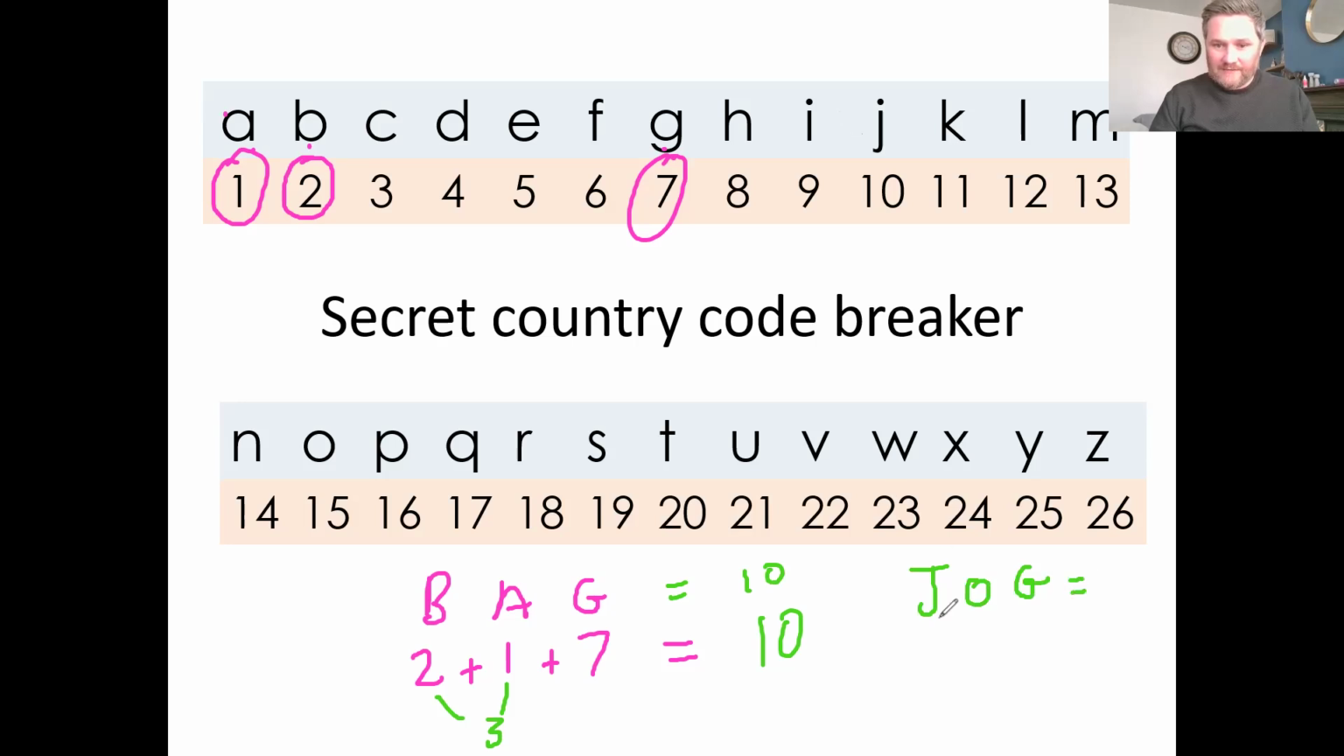So we'd use J, 10, O, 15, bit trickier, and G, 7. I wonder what that would be. See if you can figure it out.